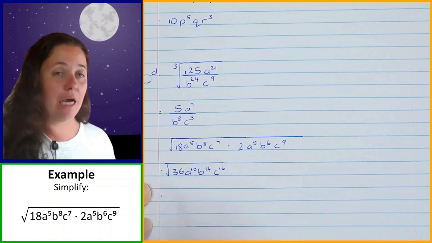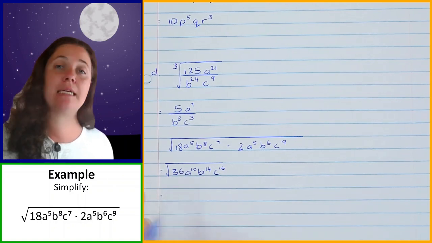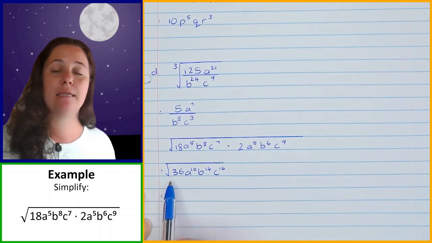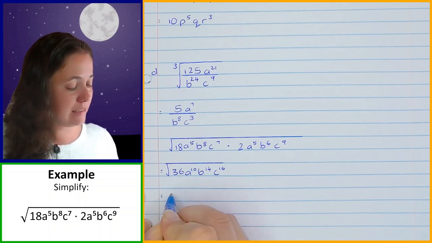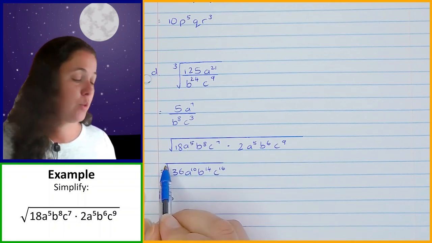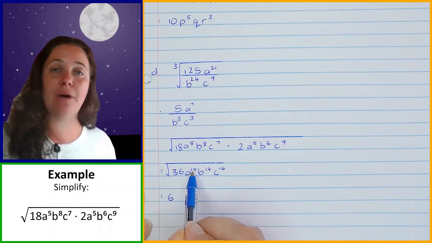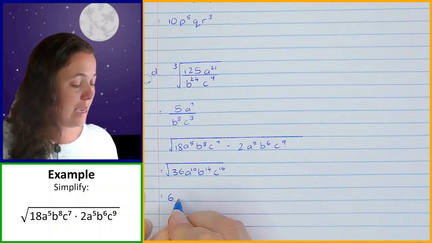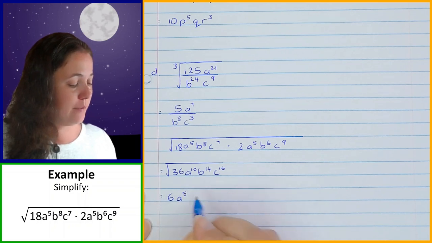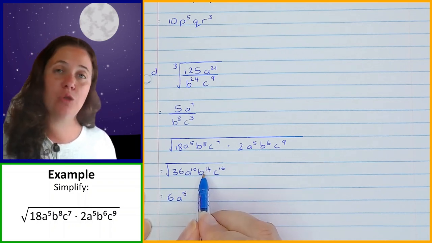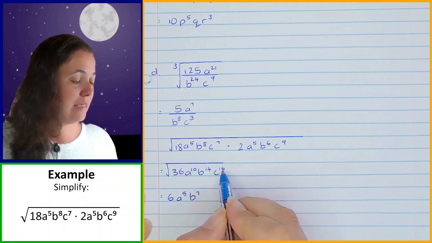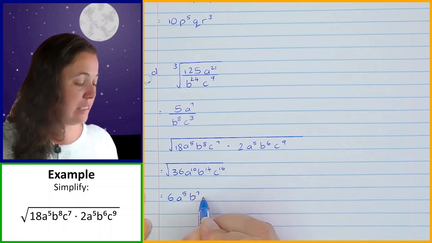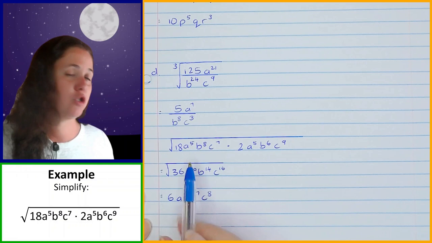And now that I've done that, you can see 36 is a perfect square. 36 is the same as 6 squared, which means if I can find the square root of it, I will get 6. I'm finding the square root of a to the power of 10, so I must divide the 10 by 2, and that gives me a to the power of 5. Then I'm going to divide 14 by 2, and that gives me 7, so this is b to the power of 7. And I divide 16 by 2, and that gives me 8, so that is c to the power of 8. So that's what you should get for that example.